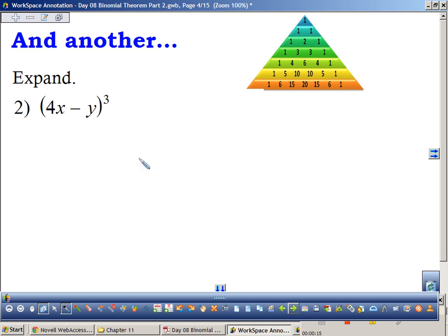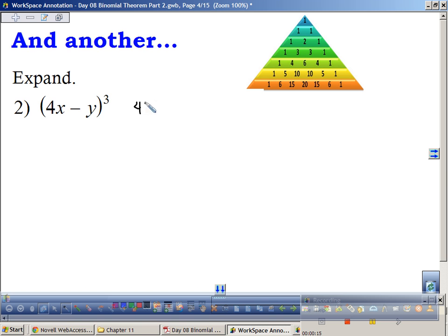Okay, so let's do another one. Pencils down. This time it's to the 3rd power. So how many terms do I have? 4 terms. Look at my Pascal's triangle: 0, 1, 2, 3. There's my coefficients right there.